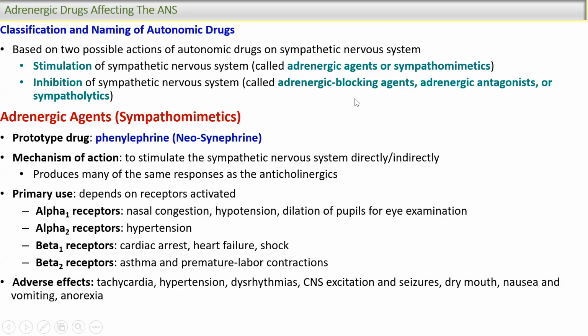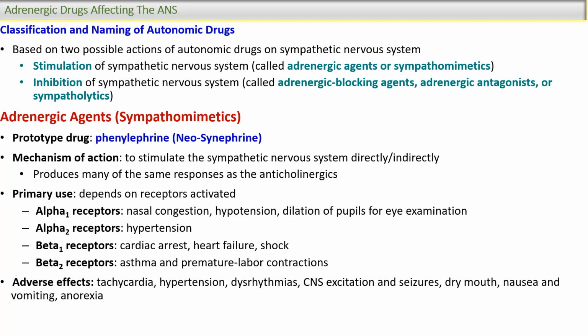So, the classification and naming of the adrenergic agents, in which we will compare the adrenergic agonists and the antagonists, like inhibitors. For the adrenergic agents, first of all, stimulation versus inhibition. Stimulation of the sympathetic nervous system, these drugs are called adrenergic agents. The drugs that inhibit the sympathetic nervous system are called adrenergic blocking agents, inhibitors, or antagonists.